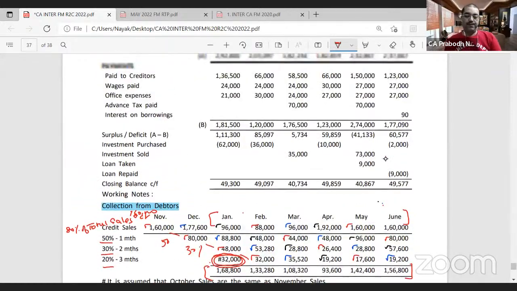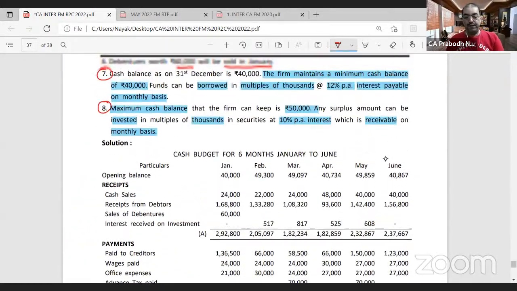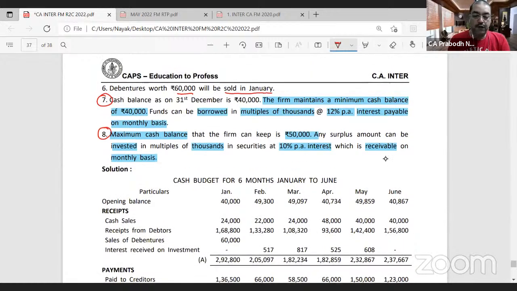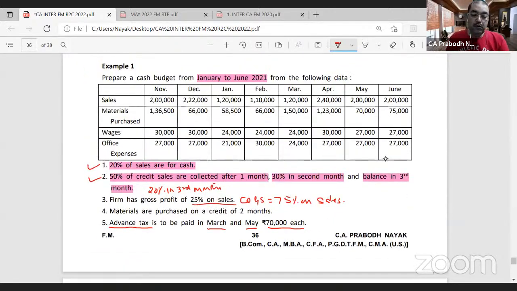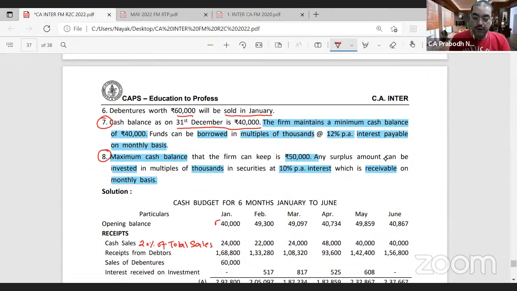Let us come back to the statement. Cash receipts: opening balance I start with first. They have given to me over here that the cash balance on 31st December was 40,000. So opening balance of Jan is 40,000. Cash sales is 20% of total sales. Sorry, 20% of Jan sales, 1,20,000. So that is 24,000. In the same month I will get that 24,000. Like that, 20% of Feb sales, 20% of March sales, 20% of April sales, 20% of May, 20% of June.